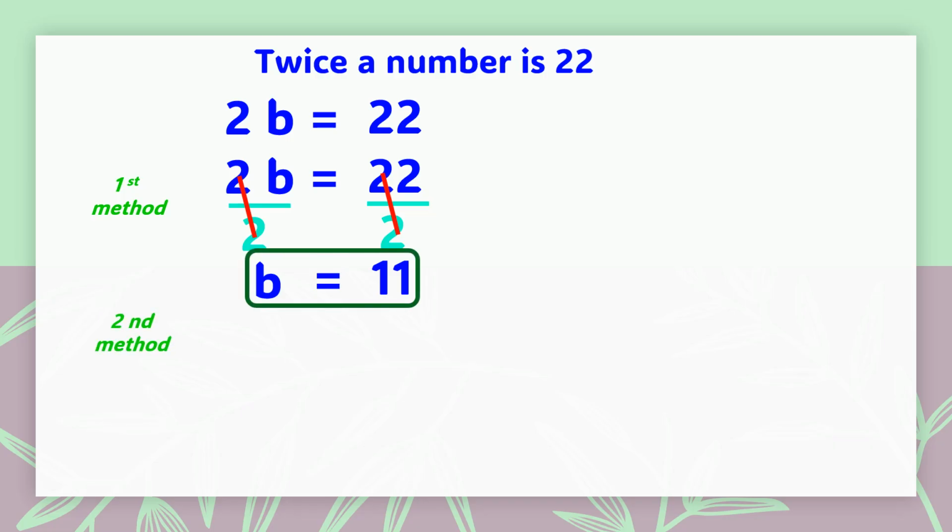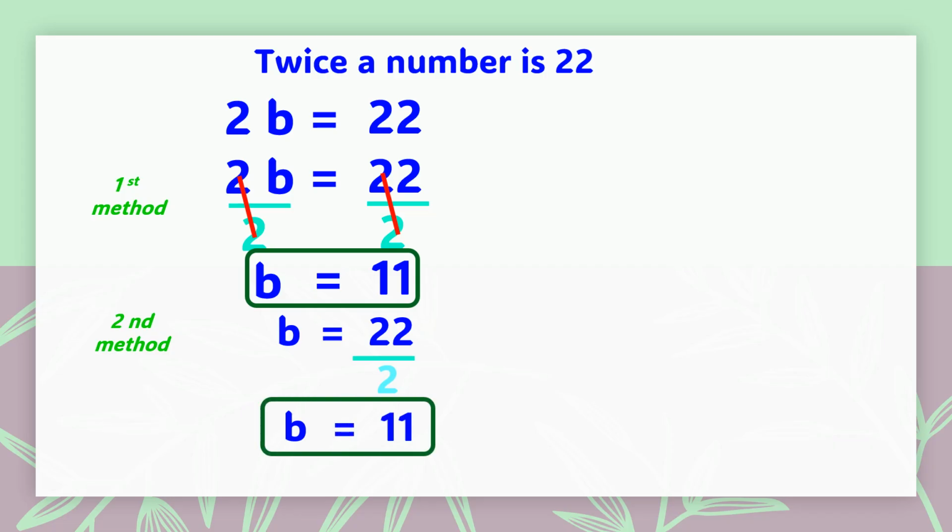The second method, 2b is equal to 22. Then transpose 2 to the right hand side. It is multiplication on the left hand side, so it will become a division. Cancel it. 2 ones, 2 11s. b is equal to 11. It's great, we got the same answer for both methods.